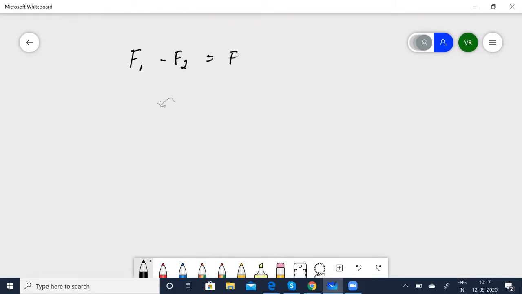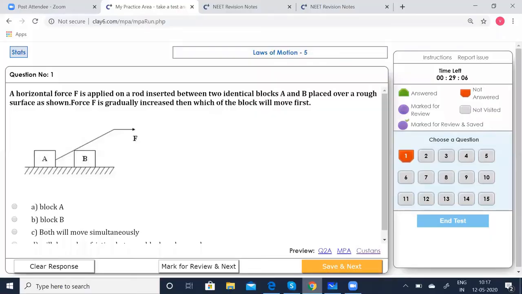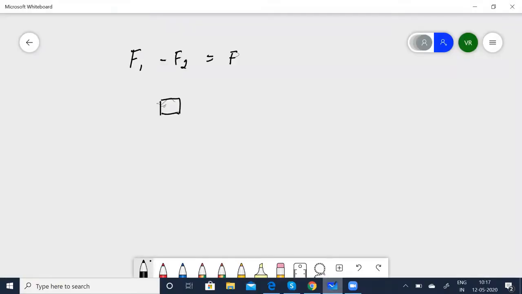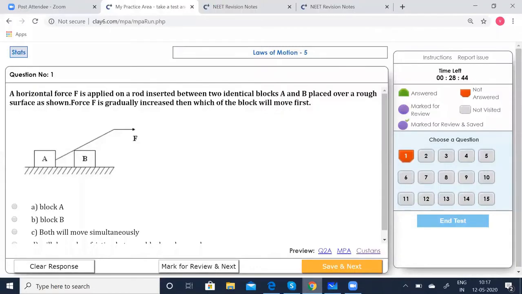That is, F1 is going to be due to the block of mass M1, or block A. In this case, it is given as block A, right? And F2 is going to be that of block B. Okay, so let me take this as A and this as B. So the force is going to be like this. You can see that it is given that they are going to act along the rough surface.